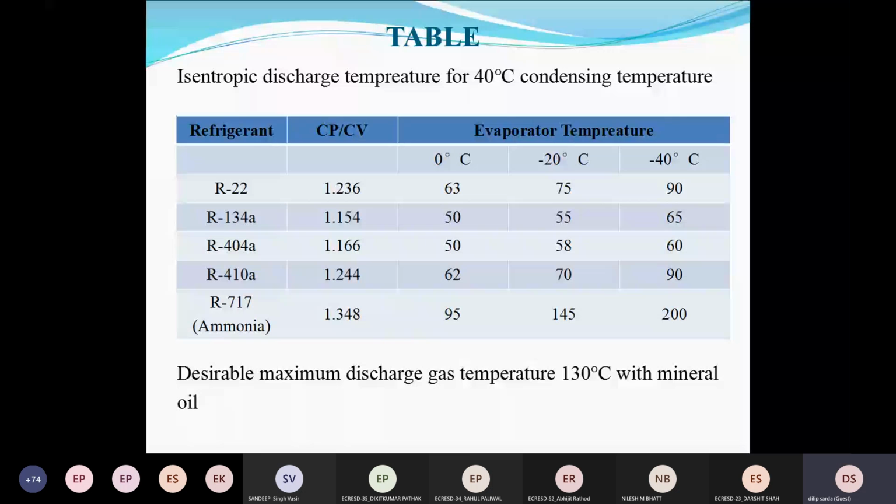Now, what is a desirable and safe discharge temperature? The desired maximum discharge gas temperature is 130 degrees centigrade with mineral oil, because it depends on the property of the oil. Otherwise, it will reach near the flash point and it will vaporize, or wax will form. There is a lot of problem. So the desired gas temperature is 130 degrees centigrade in the case of mineral oil.